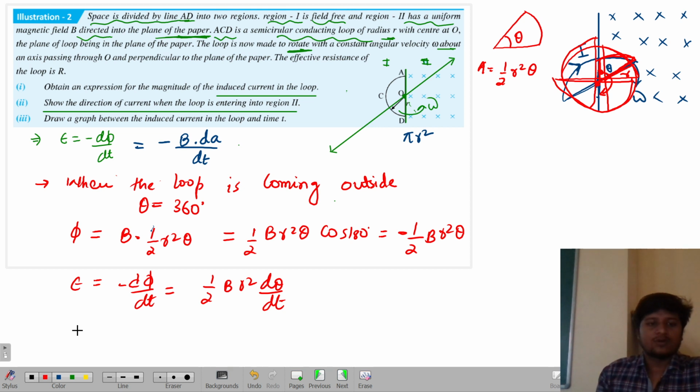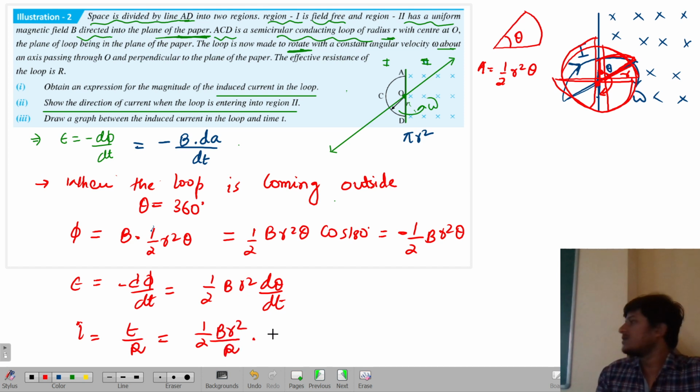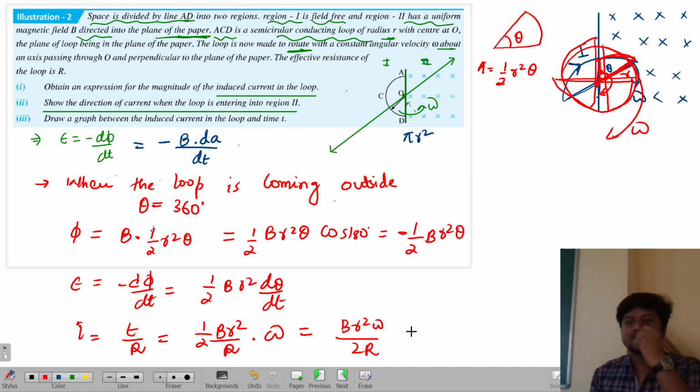So how much will be the current that will be produced? EMF by resistance R. So this will be half of B r square divided by capital R times d theta by dt. What is d theta by dt? Angular velocity, yes or no? It is rotated with angular velocity omega, so it will be omega. So the answer for current is B r square omega by 2R. Right or not? Is this correct?